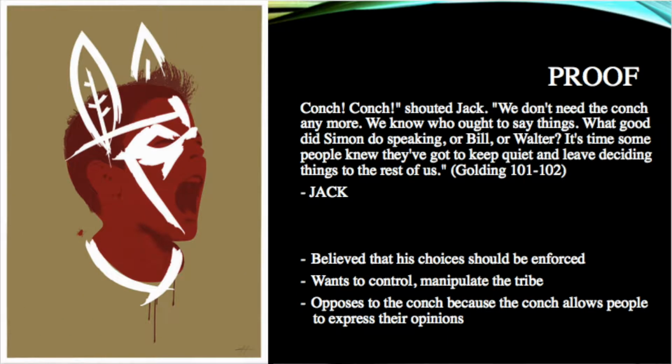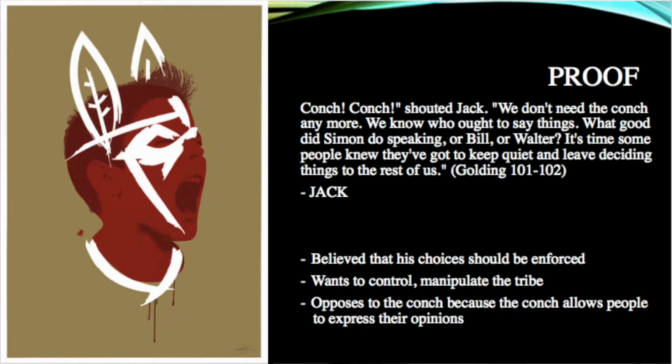On the other hand, Jack is a foil to Ralph, similar to Hitler, because he believed in dictatorship. In the novel, Jack became so irritated with the constant need for the conch and states, "Conch, conch, we don't need the conch anymore. We know who ought to say things. What good did Simon do speaking, or Bill or Walter? It's time people know that they've got to keep quiet and let the deciding go to the rest of us." Unlike Ralph, he disliked the conch because he believed that his choices should be enforced and that the other voices should not be heard.